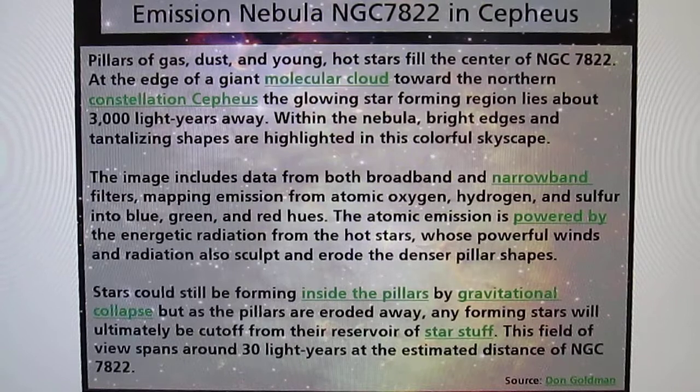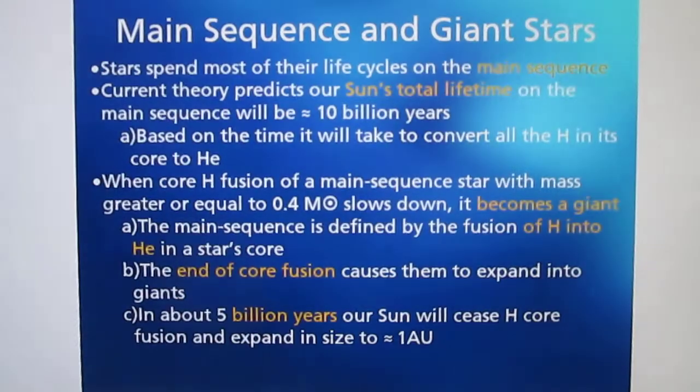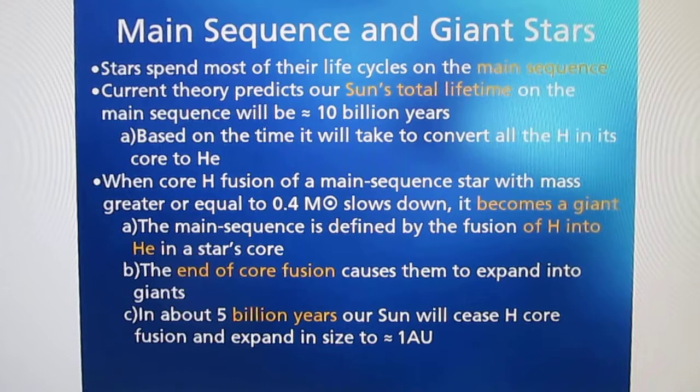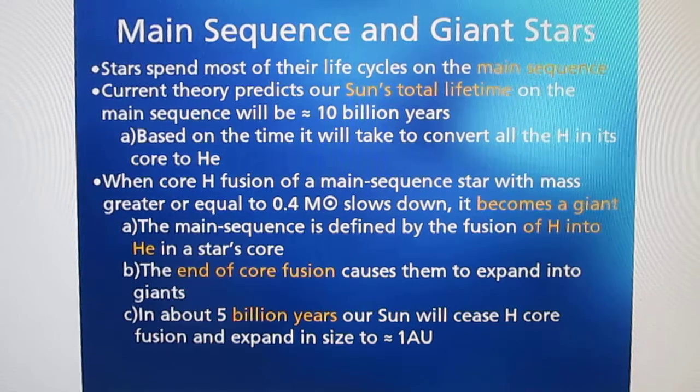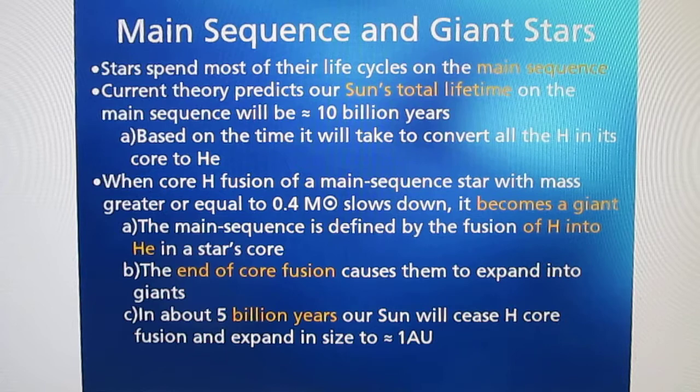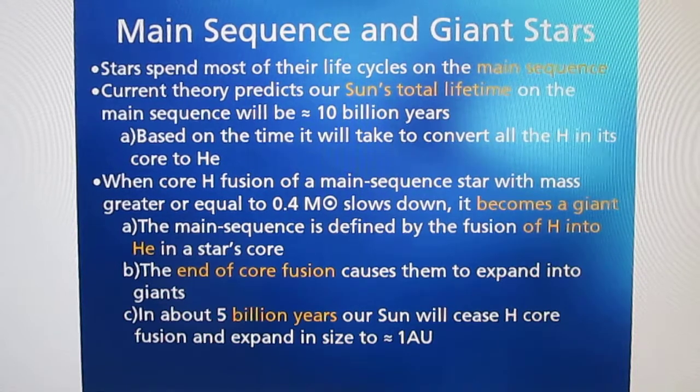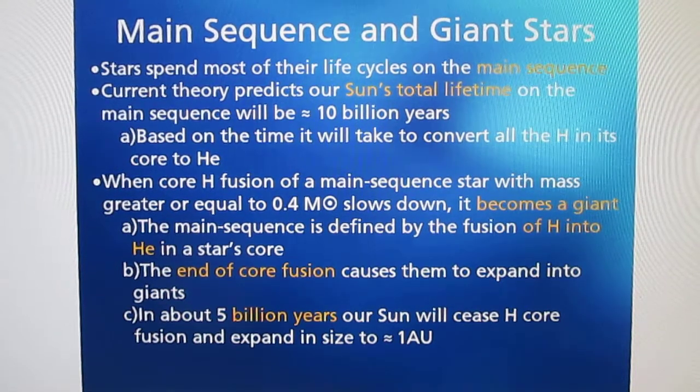Review the following information about the main sequence and giant stars. Remember, stars are grouped into main sequence, giants, and dwarfs, and they all have characteristics. Most stars in the universe are main sequence stars, performing hydrogen-helium fusion in their cores, such as our Sun, and this gives you some details of main sequence.